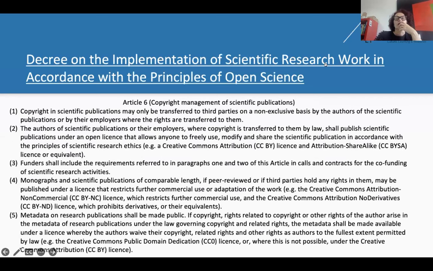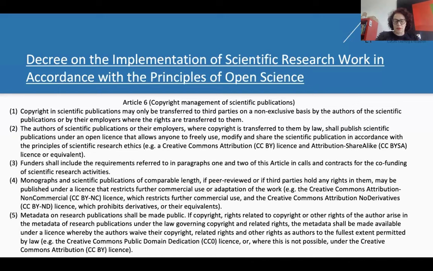And it's important that, according to the decree, the copyright in scientific publications can only be transferred to third parties on a non-exclusive basis by the authors of the scientific publications or by their employers when the rights are transferred to them. I will explain this formulation according to Slovenian copyright law.